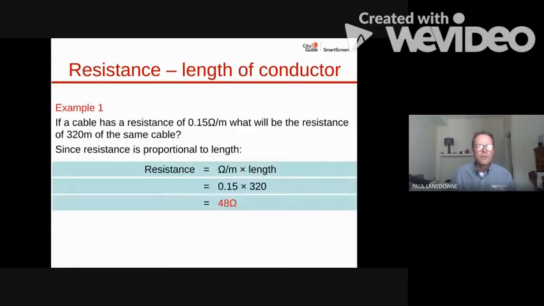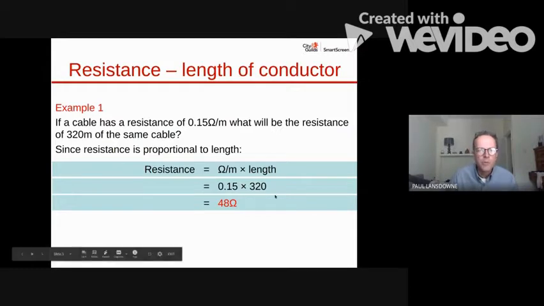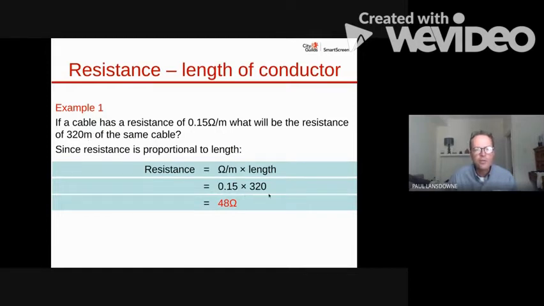In this example, if a cable has a resistance of 0.15 ohms per meter, what will the resistance of 320 meters be? Now, this is really important because we'll come to this in a minute. We've got ohms per meter and we've got meters, so we can literally just times these two together. If we have this resistance per meter and we times it by the length, we get 48 ohms. So we're just literally timesing the two together.